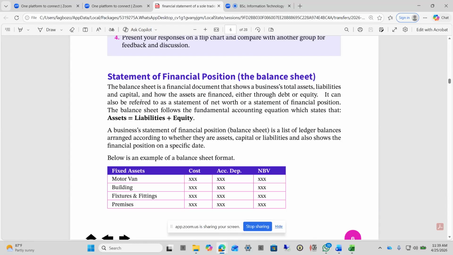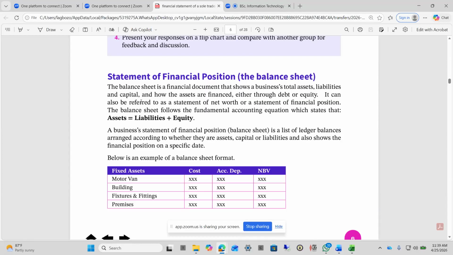A business statement of financial position, that's the balance sheet, is a list of ledger balances arranged according to whether they are assets, capital, or liabilities, and also shows the financial position on a specific date. Below is an example of a balance sheet format.